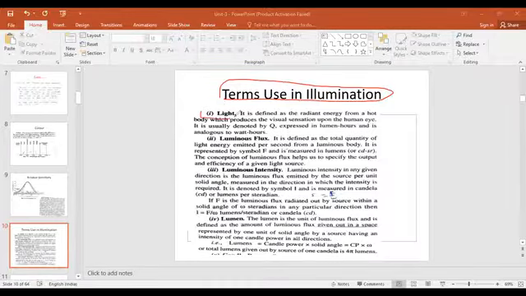So start with the basic, light. We have discussed 3 or 4 terms already. Just again, I am revising these terms. Light. How do we define the light? The amount of radiant energy. It is defined as the radiant energy from the hot body that produces the visual sensation upon human eyes. Means we can see anything in front of us. That visual sensation produced is called the light, and usually it is expressed by Q.